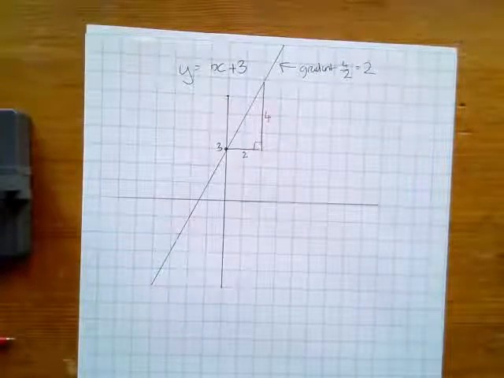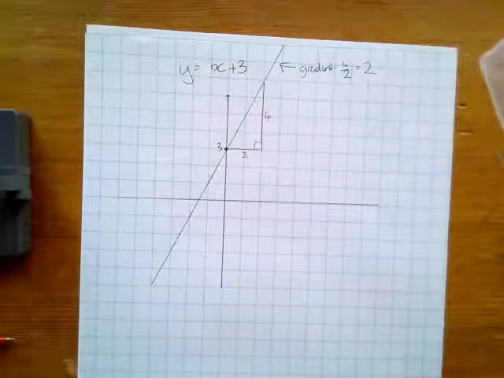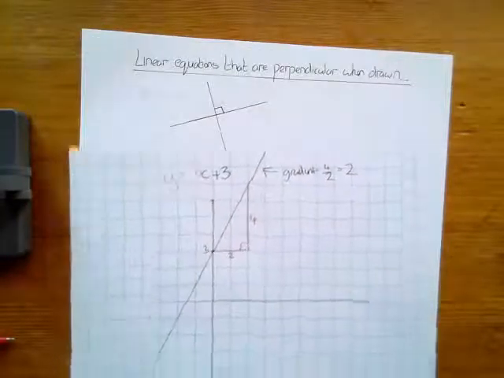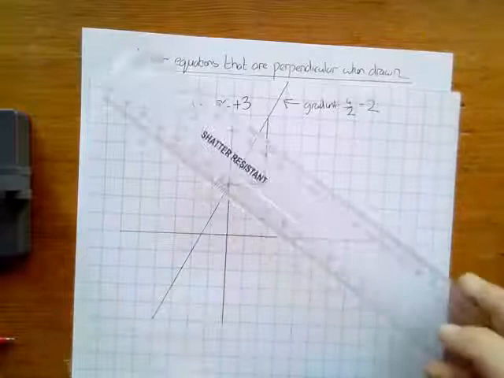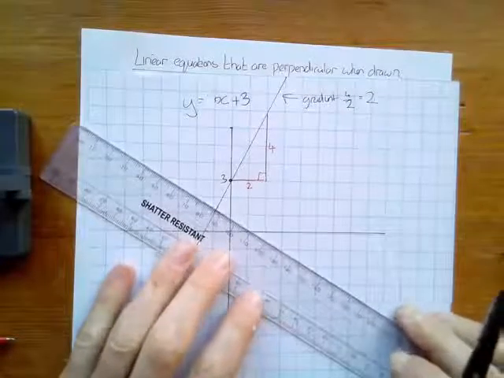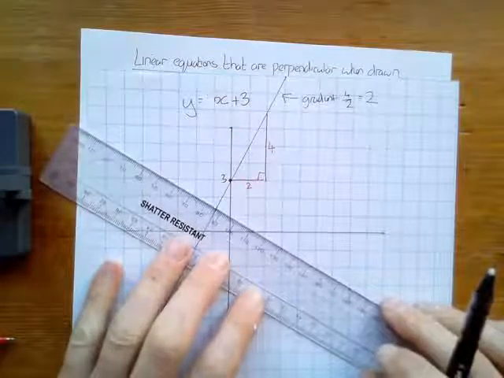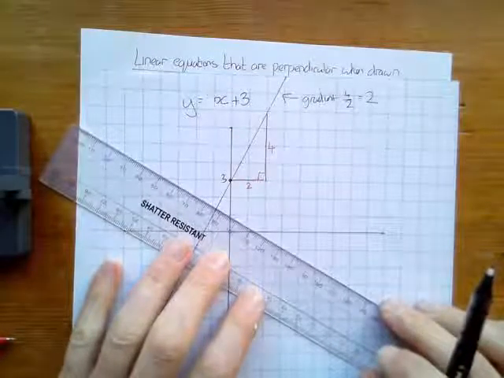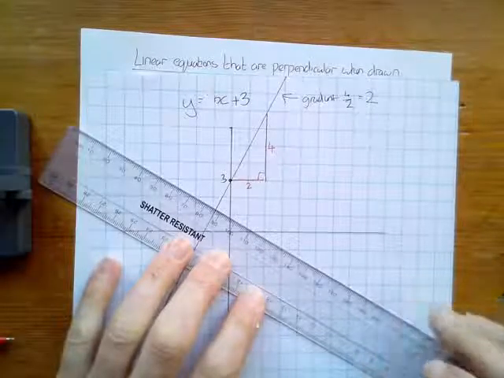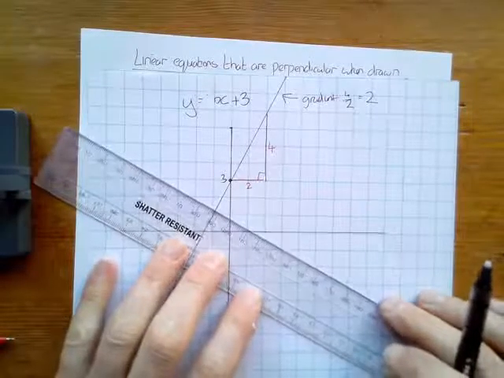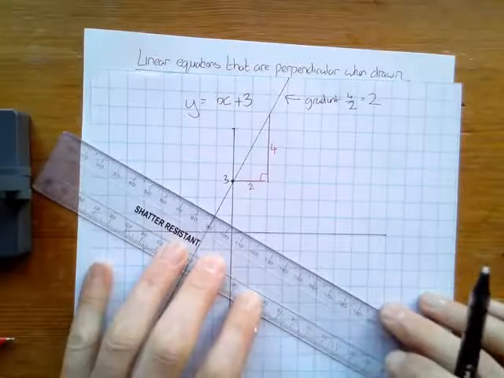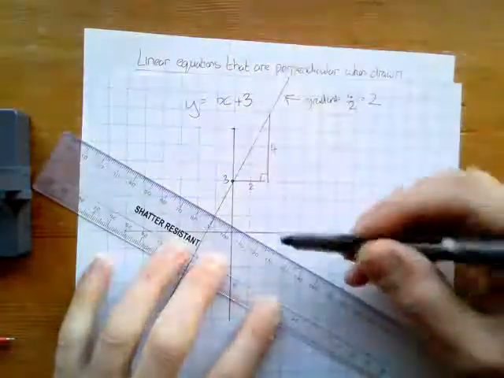Now, if I want a line that is perpendicular to that, remember my diagram here, I'll need to turn my ruler around and get it on the correct angle, which is something like that. We'll get this exactly right. It's not going to work very well. Let's do it there. There we go. Okay, so that.